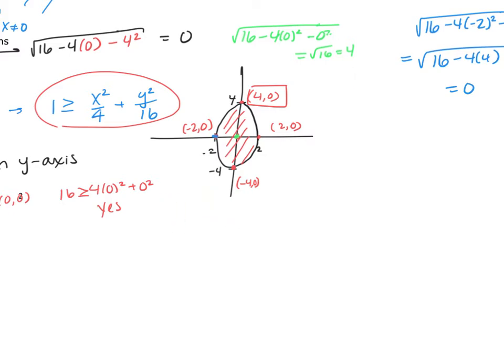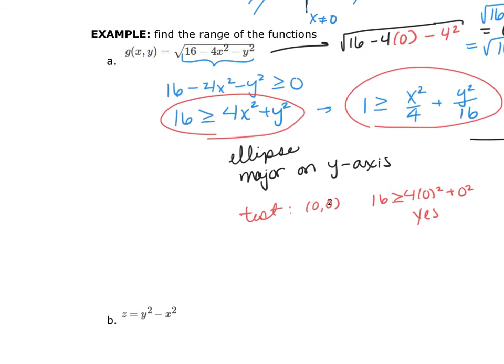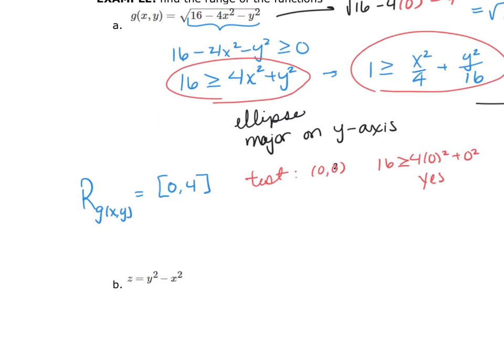So the range of this, come over here, let me get rid of that. So my range of my g of x comma y is going to be equal to, and this is where I get to use the interval. I can use interval notation. And the reason I can use interval notation on this is because I have a single output out. So 0 to 4.